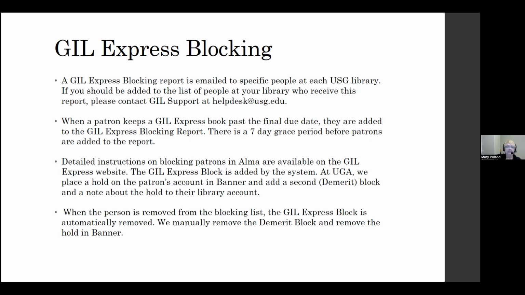And here at the University of Georgia libraries, there's a GIL Express block that is automatic and added by the system. We add a second block, a demerit block, and then we put a note that we have blocked this account, and then we block them in Banner as well. Then when we get the notice, the blocking list will also show the people that have returned their books, so they have come off that list, and we go in and manually remove that demerit block and remove the hold in Banner.